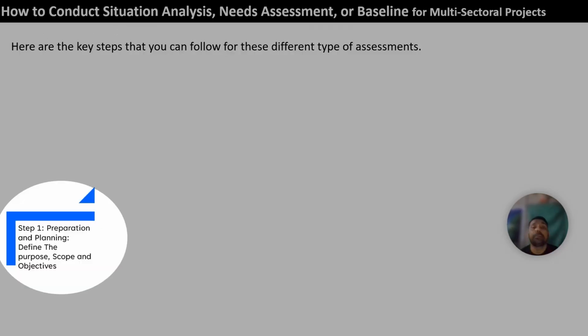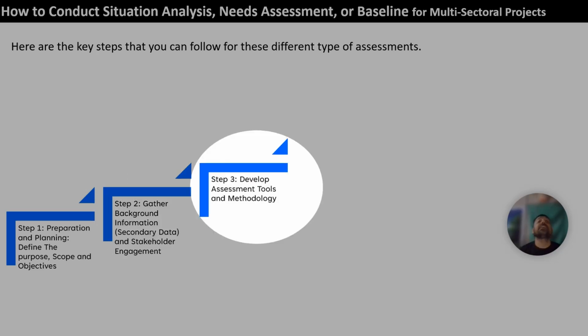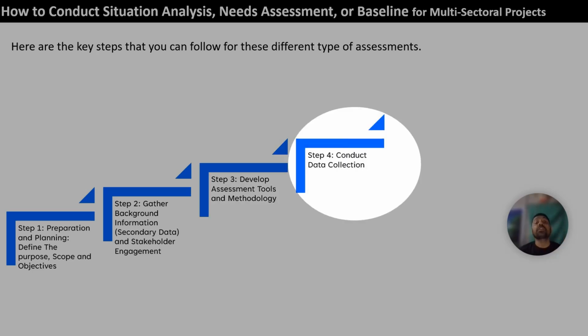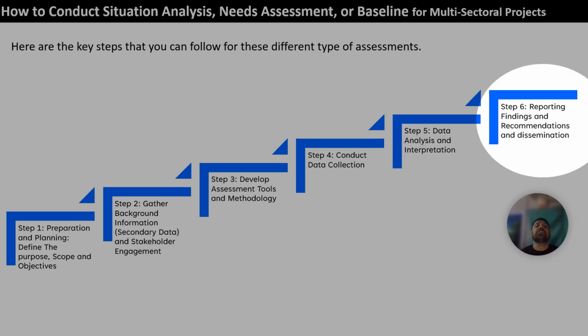Step number 1 is preparation and planning, defining the purpose, scope, and objectives. Then step number 2 is to gather background information, secondary data, and stakeholder engagement. The third step is then to develop assessment tools and methodology. The fourth step is then to conduct data collection using a mix of qualitative and quantitative methods. And then the fifth step would be to analyze and interpret the data. This final step is to develop a report, findings, and actionable recommendations.